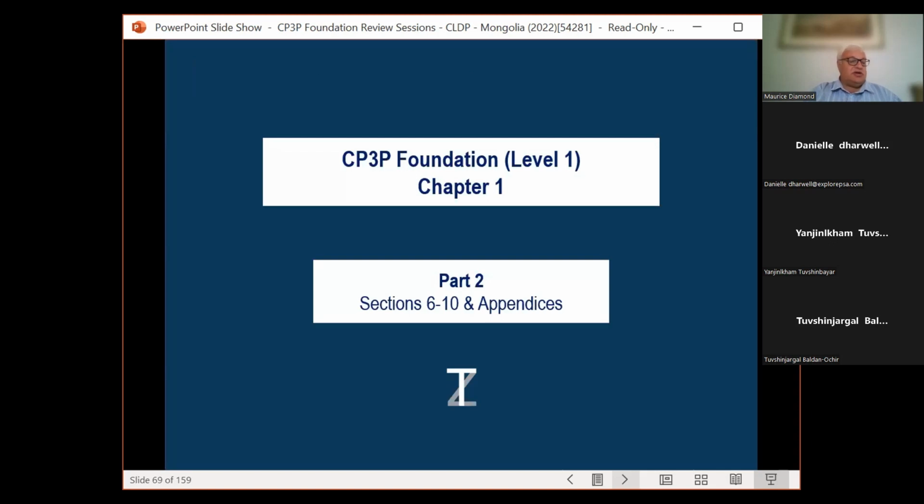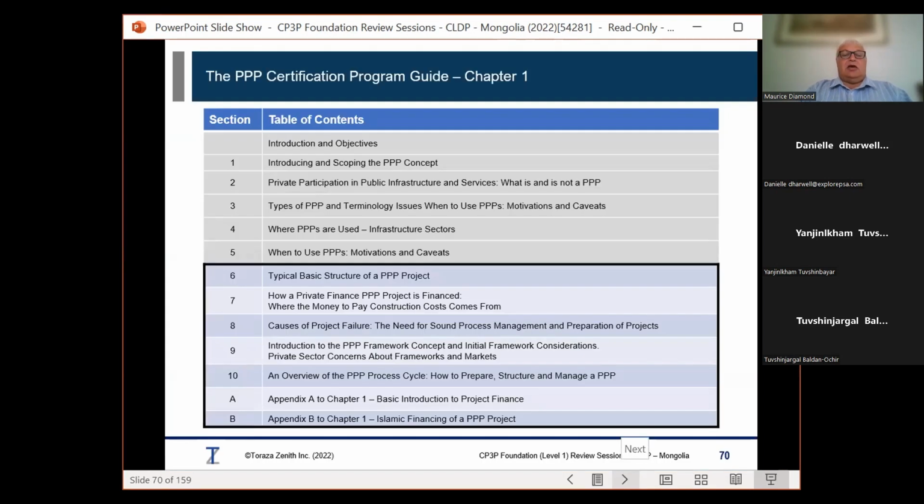Okay, so now we're going to look at section 6. So we're in the second part of this session. Okay, so this part is looking at the typical basic structure of a PPP project, how a private finance PPP project is financed, the causes of project failure, the introduction to the framework, and an overview of the PPP process.